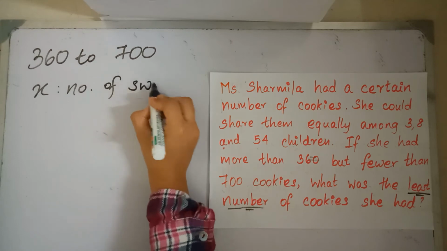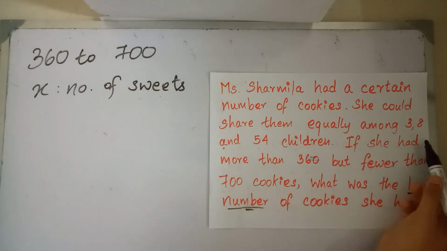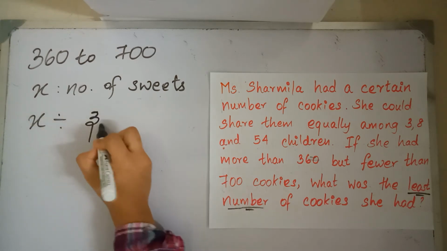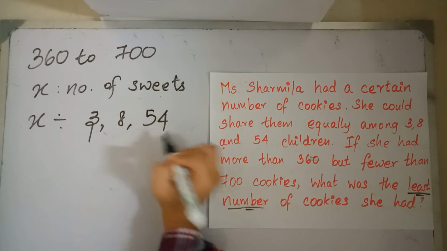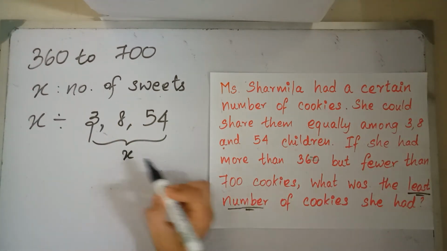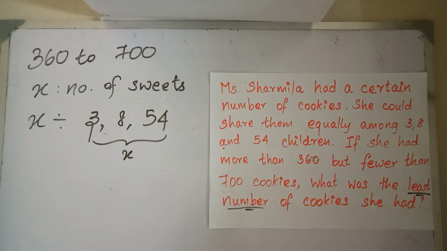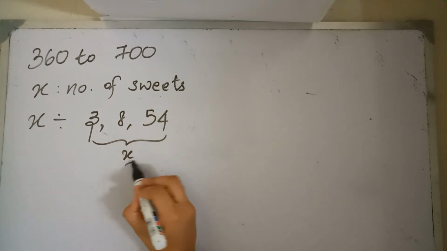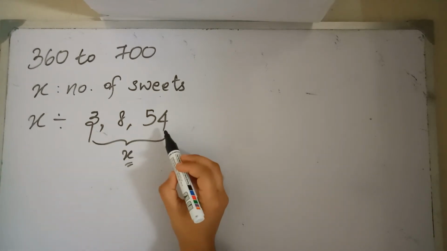Now this number has to be divisible by 3, 8 and 54. So these must be the factors of x. Now the question states that we have to find the least number of cookies which she has. So the keyword over here will be the least number, because the most number is easy to find. Okay, so now we know that x has to be divisible by all three of these numbers.